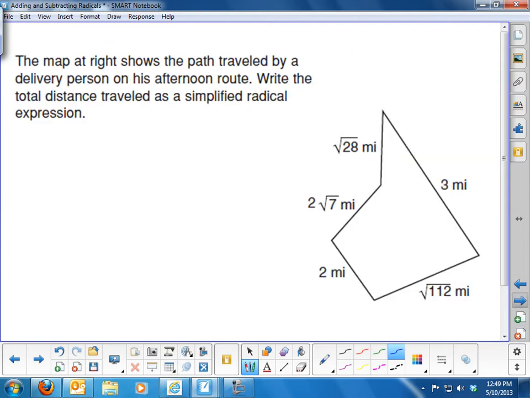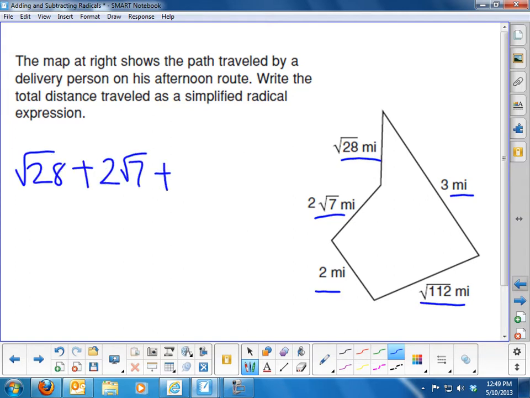All right, I think this one is our last one. It is. Okay, so it says the map at the right shows the path traveled by a delivery person on his afternoon route. Write the total distance traveled as a simplified radical expression. So what I'm wanting to do is find out how far this person went, and these are all of their distances. So I have the square root of 28 plus 2 square roots of 7 plus 2 plus the square root of 112 plus 3.